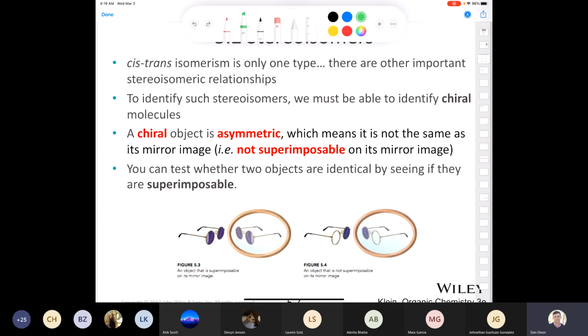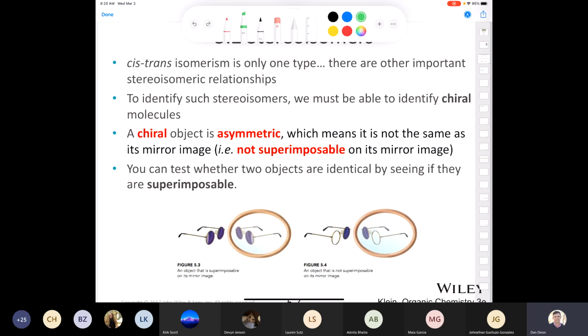But anyhow, in order for us to be able to identify stereoisomers that aren't just cis and trans isomers, we have to be able to identify what a chiral molecule is. So it's not chiral, it's chiral. A chiral object is something that's asymmetric, which simply means it's non-superimposable upon its mirror image.